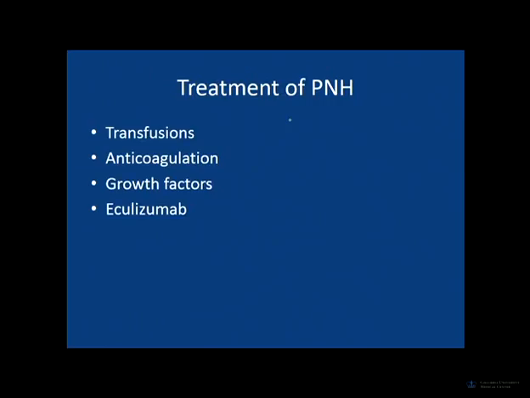Many patients with PNH just need transfusions because they have mild hemolysis. If they develop blood clots, we give them blood thinners. Sometimes we can give them growth factors just to accelerate their production of red blood cells. But if they have terrible hemolysis that they cannot shut down, and we can't transfuse them enough, and we can't stimulate their body with growth factors to make enough red blood cells, we will give them eculizumab.